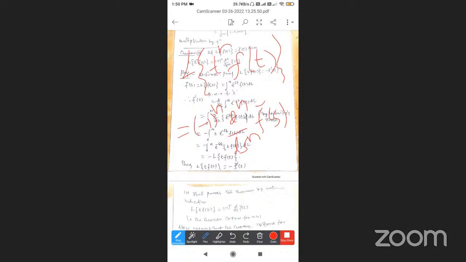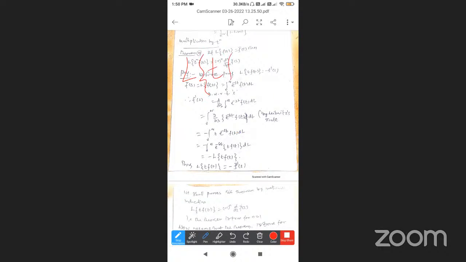I have proved this in a different way than in your textbook. So it is clearly the Laplace transform of multiplication, where the multiplication is by t power n in the formula. First we prove it for a single multiplication: the Laplace transform of t into f of t is equal to minus f dash of s, that is, minus d by ds of f bar of s.